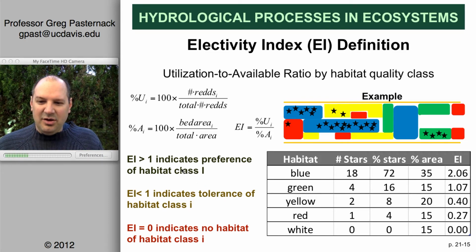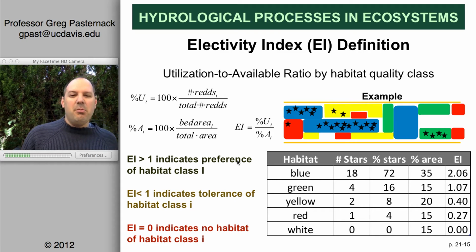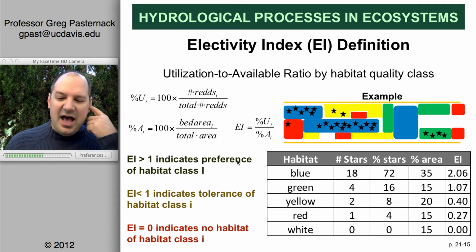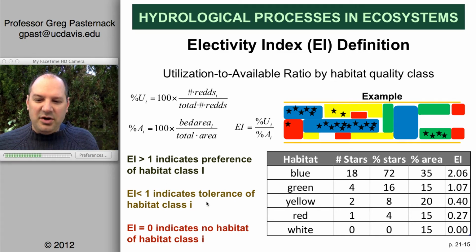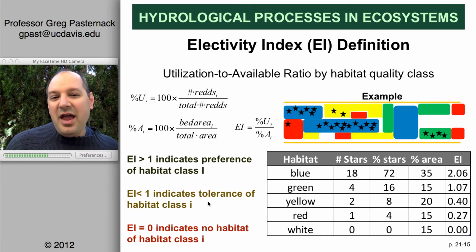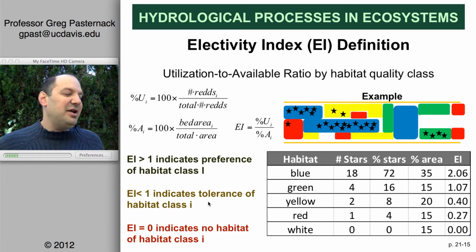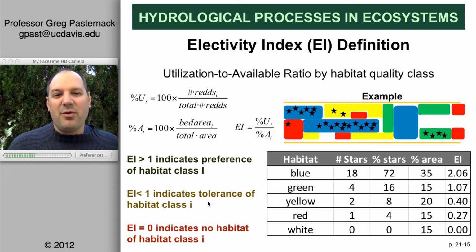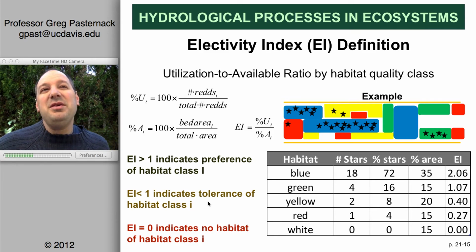An electivity index greater than 1 indicates that they're preferring to be there more than random chance alone would suggest. Less than 1 indicates that they're there, but it's indistinguishable from random, or in any case they could be there less than random chance would predict, which means that they're tolerating it, but they may also be avoiding it when those numbers get low enough.